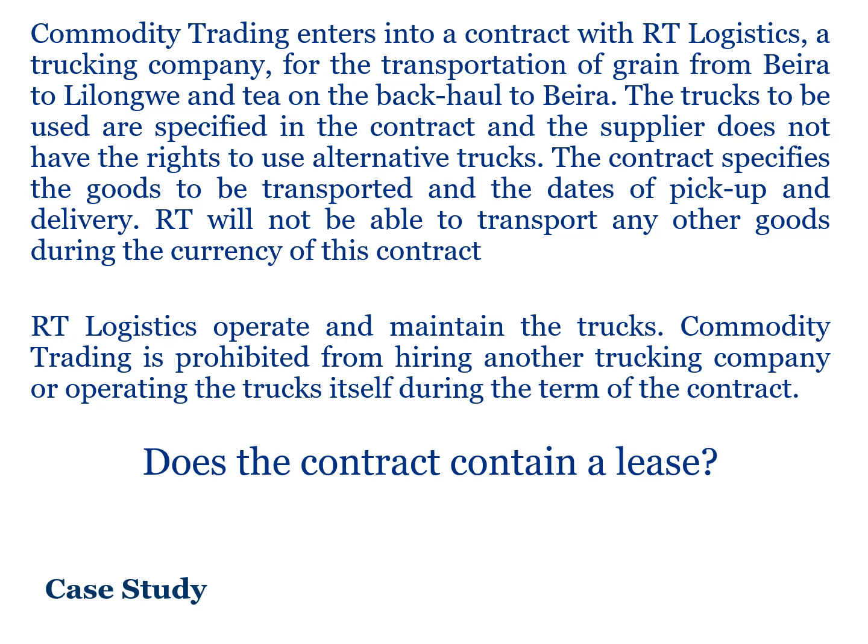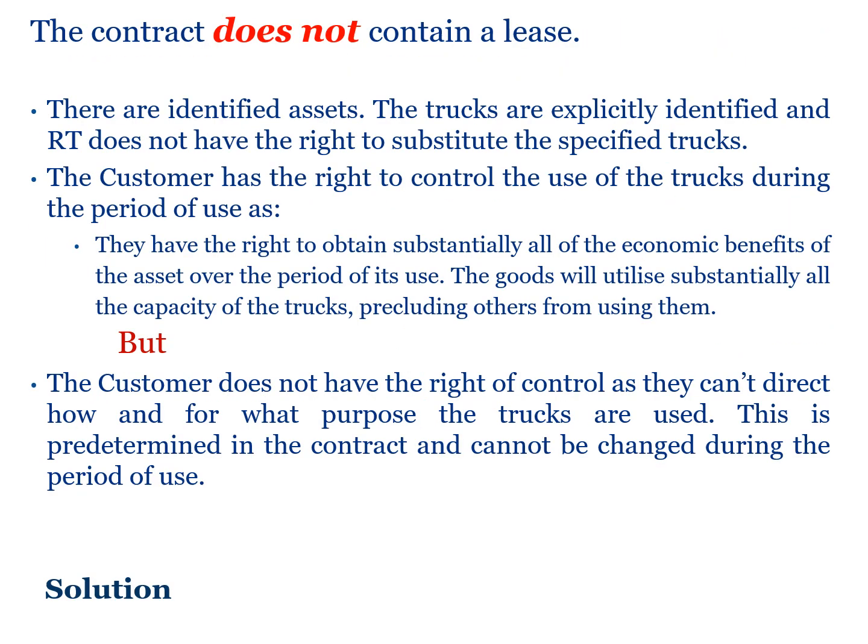Right, now let's take a look at the solution. In this example, the contract does not contain a lease. Why? Well, let's work through the theory. Firstly, there are identified assets. Remember, the starting point in our flowchart says, is there an identified asset? And I think in this situation, you'd all be happy there is. The trucks are explicitly identified, and RT does not have the right to substitute the specified trucks. So we've ticked off the first box.